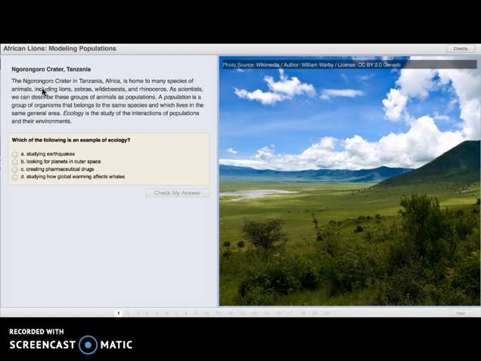So the Ngorongoro crater in Tanzania, Africa, is home to many species of animals, including lions, zebras, wildebeest, and rhinoceros. As scientists, we can describe these groups of animals as populations. We've talked about populations earlier when we talked about evolution. A population is a group of organisms that belongs to the same species and lives in the same general area. Ecology is the study of interactions of populations with their environment. So which one of the following is an example of ecology? Studying earthquakes, looking for planets in outer space, creating pharmaceutical drugs, or studying how global warming affects whales?